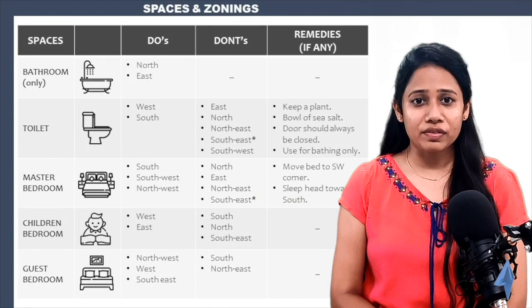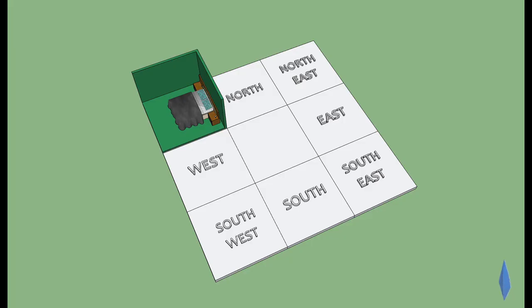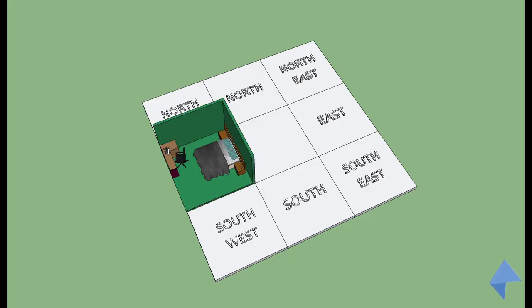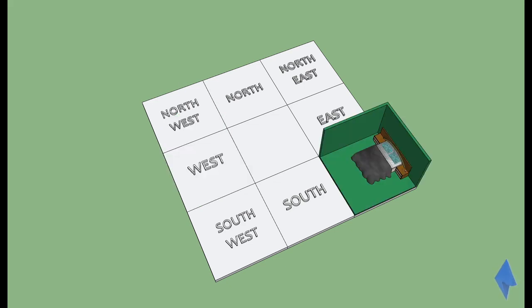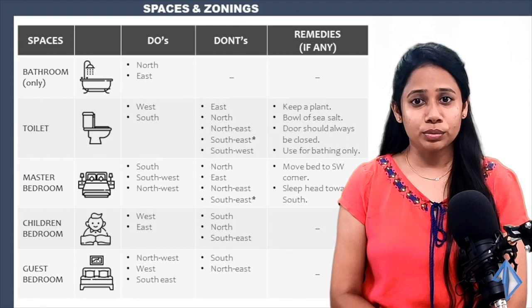The next room we have is guest bedroom. Guest bedroom is first preferred in northwest direction, then west direction and then southeast direction. We should never have a guest bedroom in south or northeast direction.